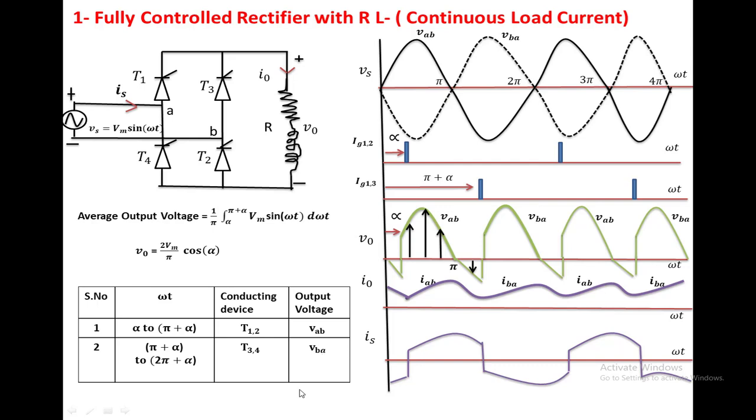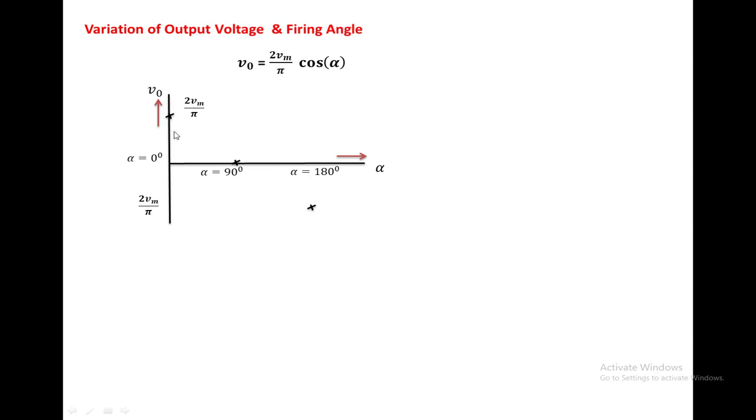Now the average voltage versus firing angle. In this circuit, you can change the firing angle from 0 to 180 degrees. Take the firing angle on the x-axis and the average output voltage on the y-axis. At alpha equal to 0, the average output voltage is 2 Vm by pi. At alpha equal to 90, the average output voltage is 0. At alpha equal to 180 degrees, the average output voltage is minus 2 Vm by pi. If you join the 3 points, we get this type of curve.